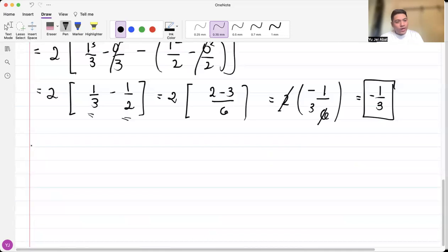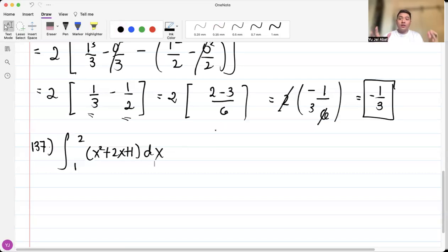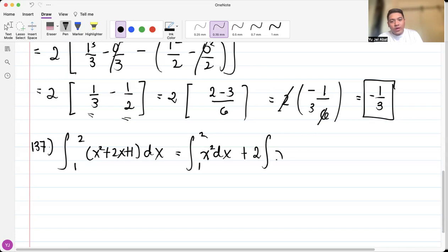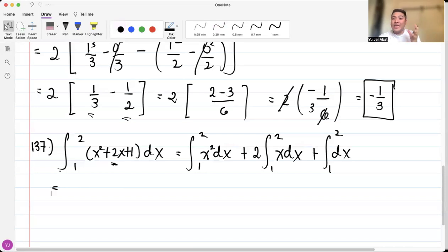Now, going forward with 137, you have the integral of x squared plus 2x plus 1 evaluated from 1 to 2. Still, the rule of indefinite integral, sum and difference, still applies. So we can separate it: x squared dx from 1 to 2, plus factor out 2, we have x dx from 1 to 2, because that's a constant, and I have the integral of dx or 1 dx simply from 1 to 2. So I can evaluate them independently.